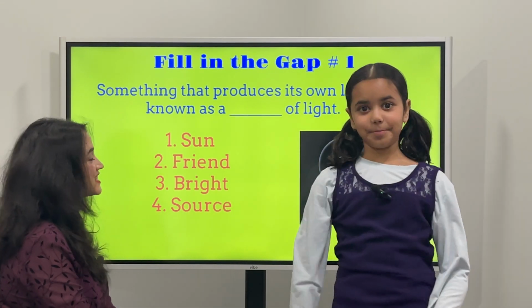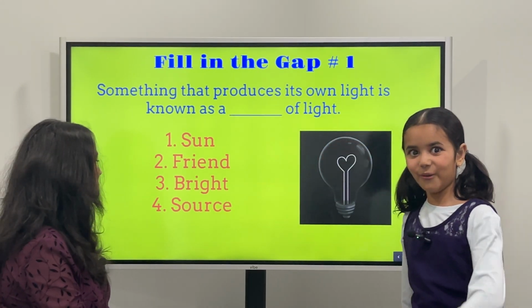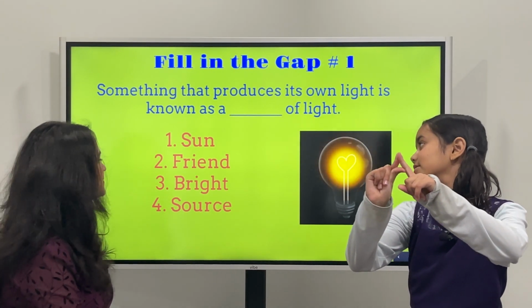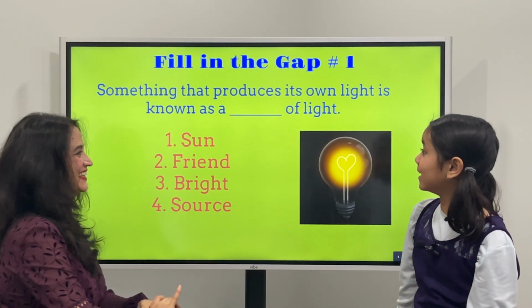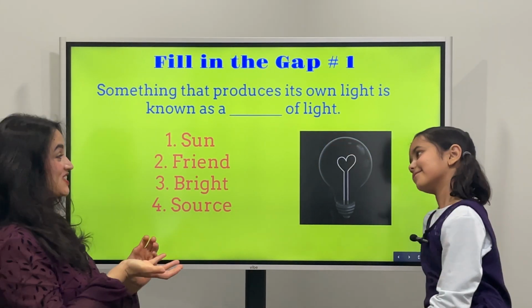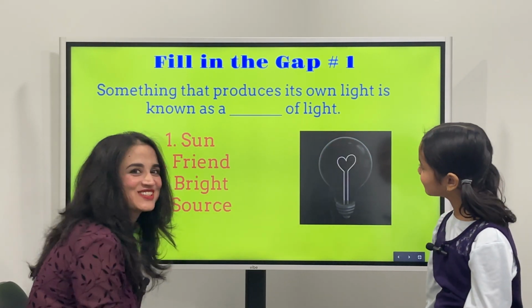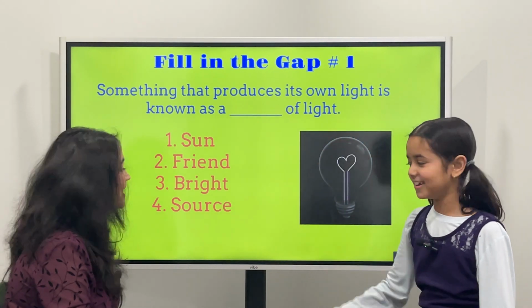What is the answer, Lina? Tell me. Number 4, source of light. It gets its own light, known as a source of light. You're confused. I think it's sun, but I think number 4.